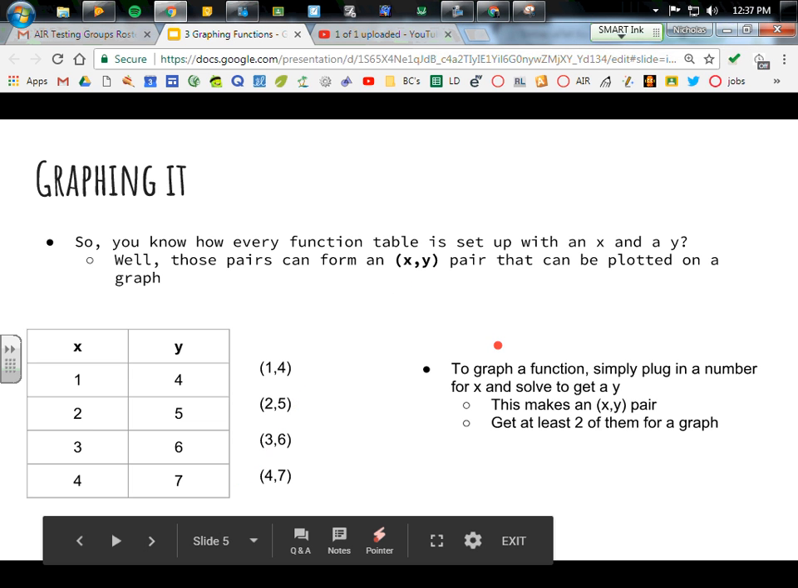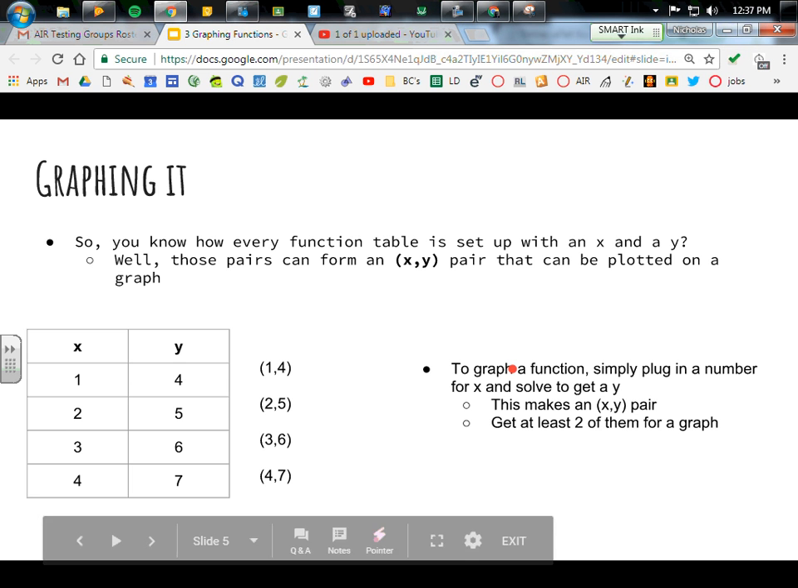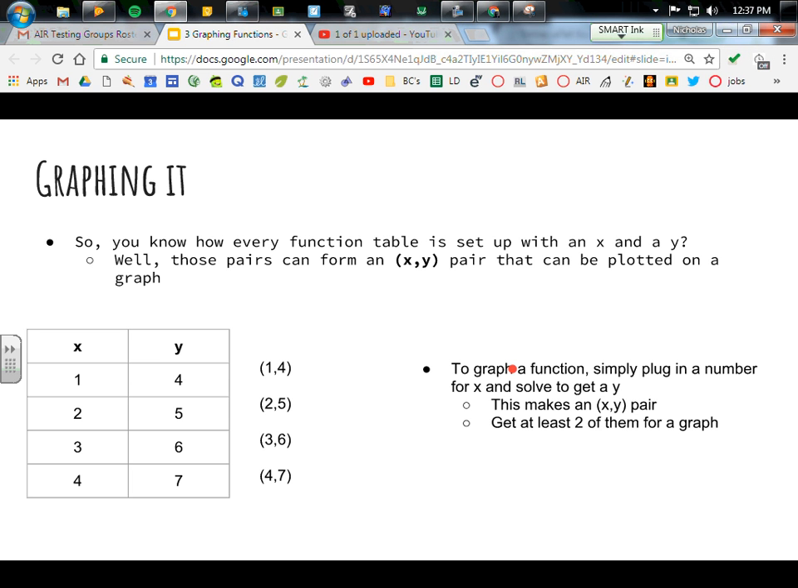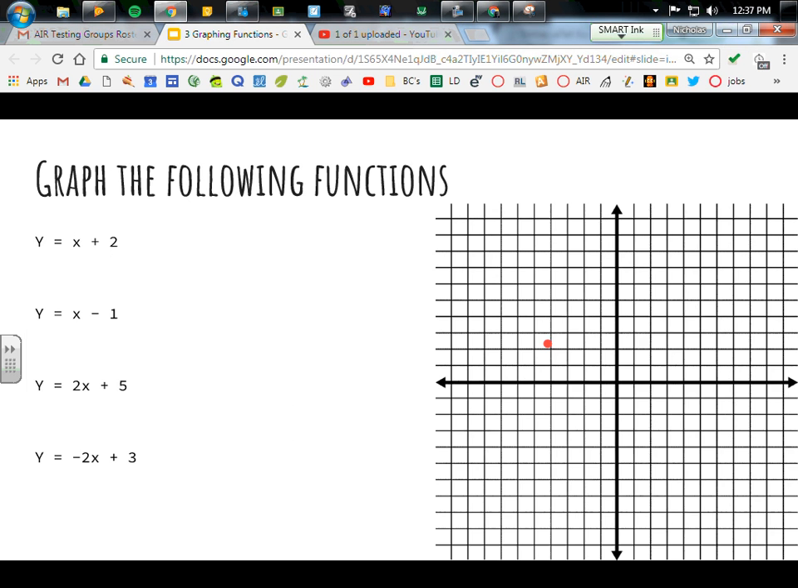So to graph your function, if you're just given a function and you're told to graph it, just plug in a number for x and get a y. This will give you an xy pair, and you just need at least 2 xy pairs to graph them. Let's do a few. Here we have 4 different functions that we're going to graph.